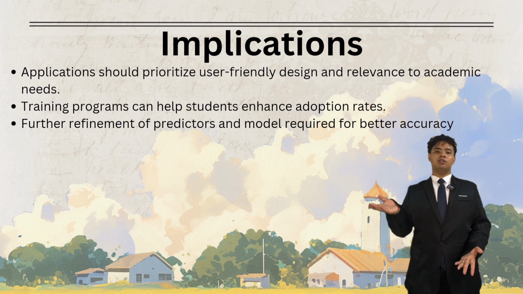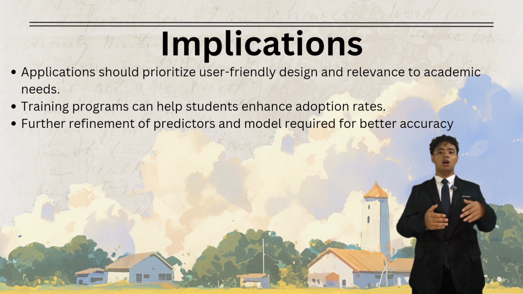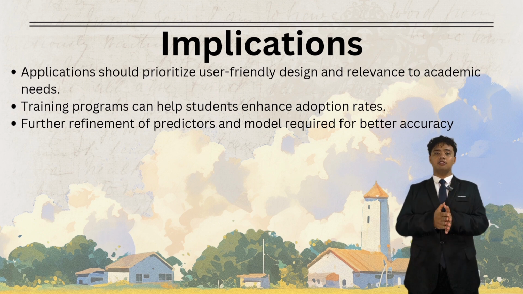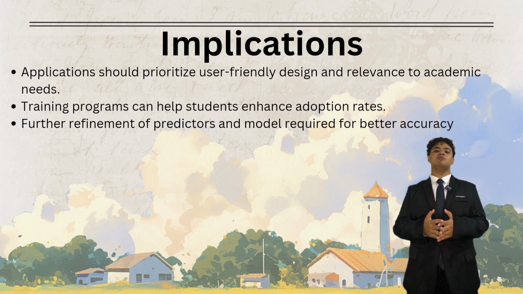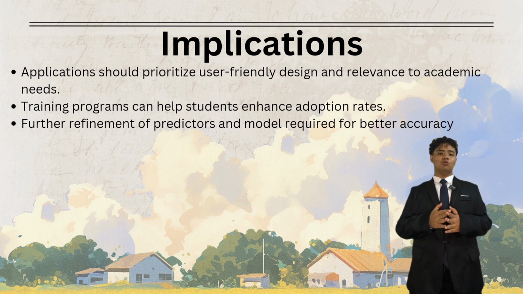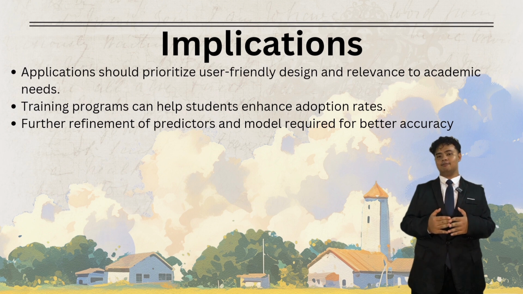Finally, while the current model provides meaningful insight, further refinement of the predictors and the model itself is essential. This will allow for better accuracy in understanding and predicting factors that drive usability and adoption. By addressing this area, we can contribute to developing more effective tools for academic success.